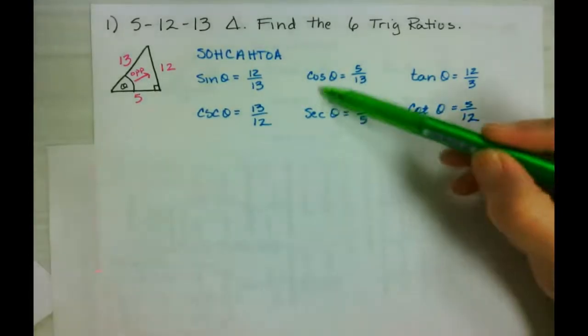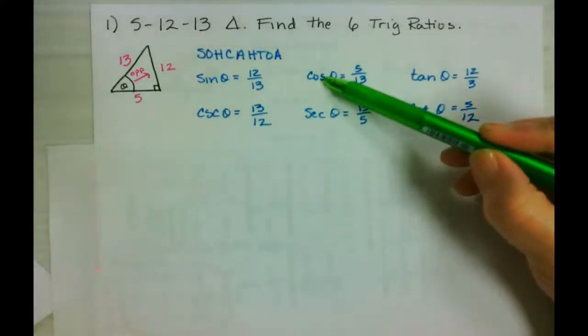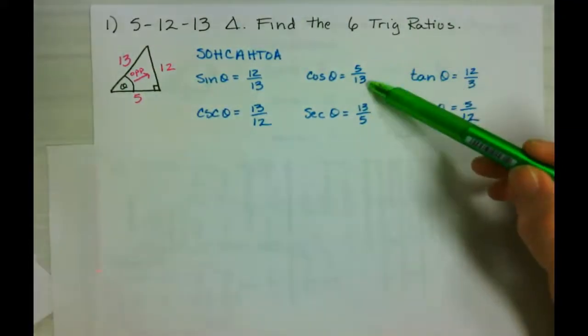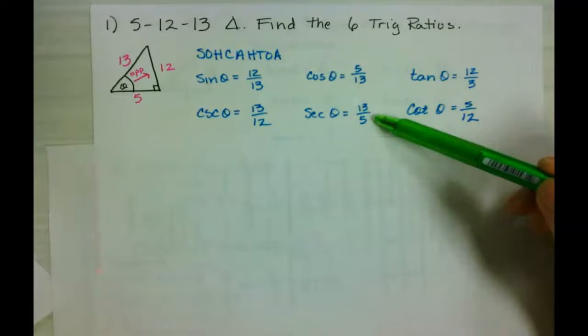So now I move over to cosine. So cosine is adjacent over hypotenuse. So the adjacent is over the hypotenuse, which makes that 5/13. And then I can flip that fraction upside down and I have my secant value of 13/5.